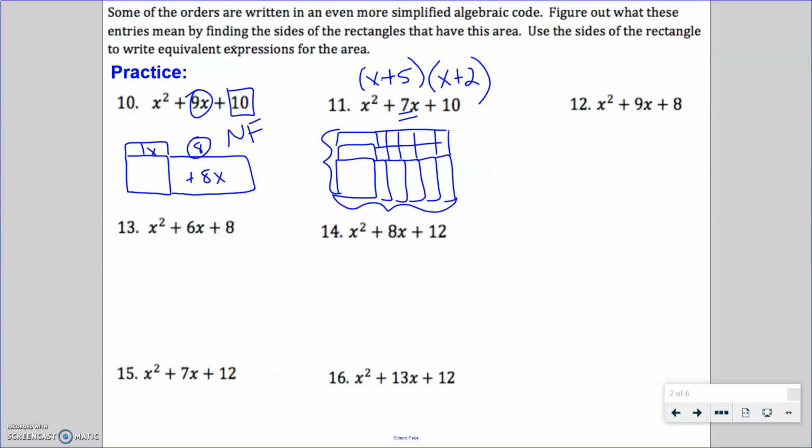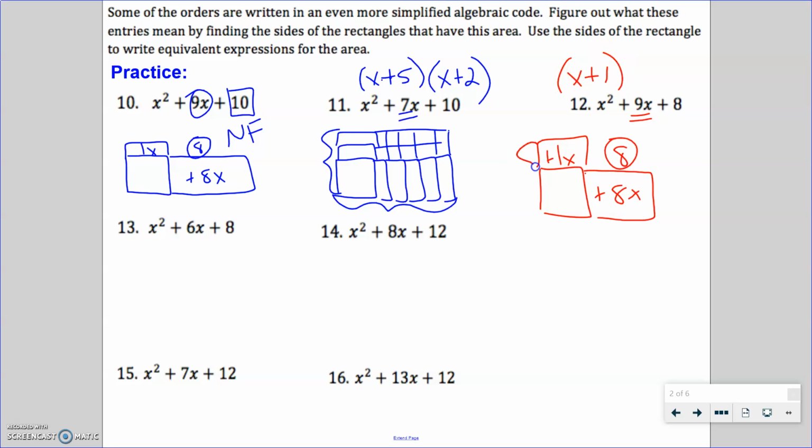All right, so number 12. We've got 9 rectangles to work with, but we want 8 little pieces in the corner. So I'm thinking, what if we add 1x to this side and add 8x to this side? That would be the 9x rectangles we're working with, and 1 times 8 would give me 8 little pieces in the corner. So in factored form, I can write x plus 1 times x plus 8.